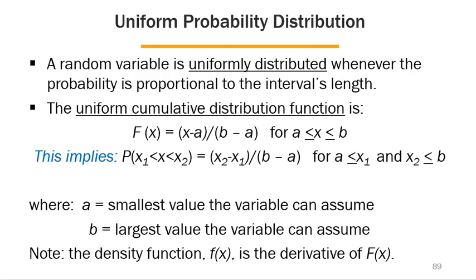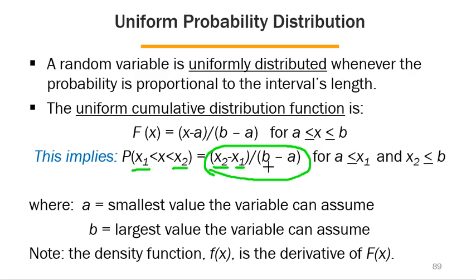Now, if the random variable is uniformly distributed, what we're seeing there is that the probability is going to be proportional to the interval's length, right? So the interval between x1 and x2, how long is that interval? And then the probability will be proportional to the overall length from the smallest value to the largest value. So in this distribution, we have a formula that tells us the probability, and you can see that here. The probability that x is between x1 and x2 can simply be written as (x2 minus x1) over (b minus a).